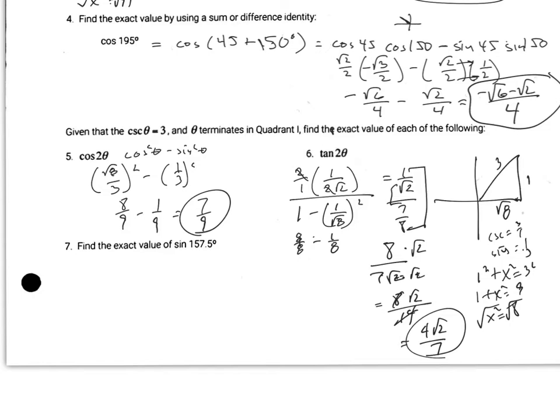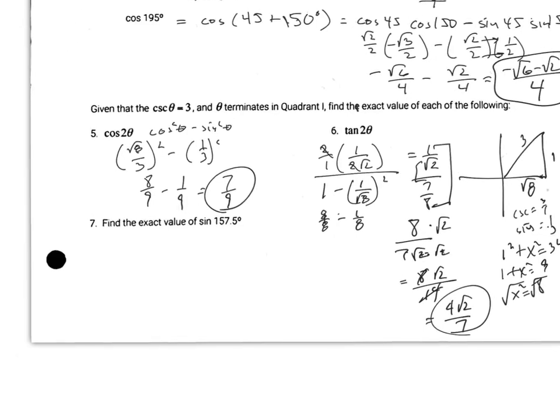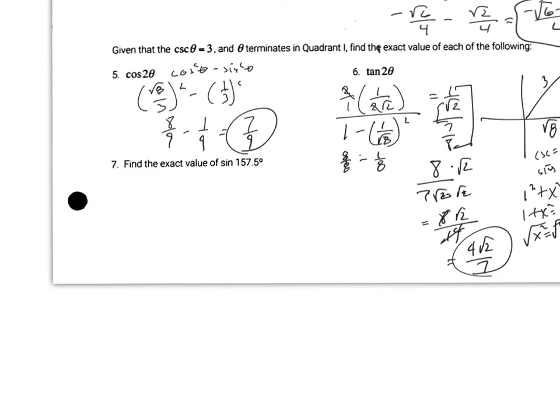Now for the sine of 157.5. It's got a 0.5. Obviously you can see that. So you're going to have to take this angle and double it, because we can't do anything with the 0.5. You can't add anything to get to the 0.5. So this is your half angle identity, meaning find an angle, take half of it to get the 157.5.